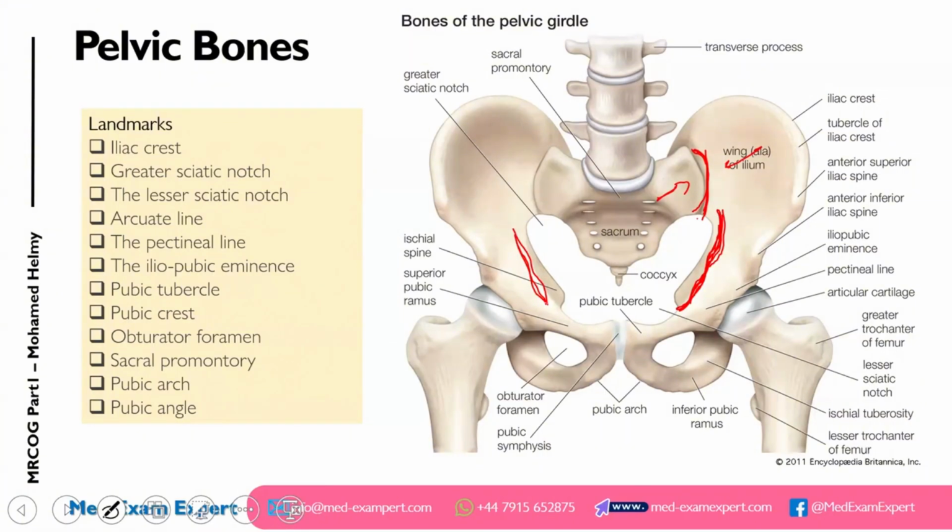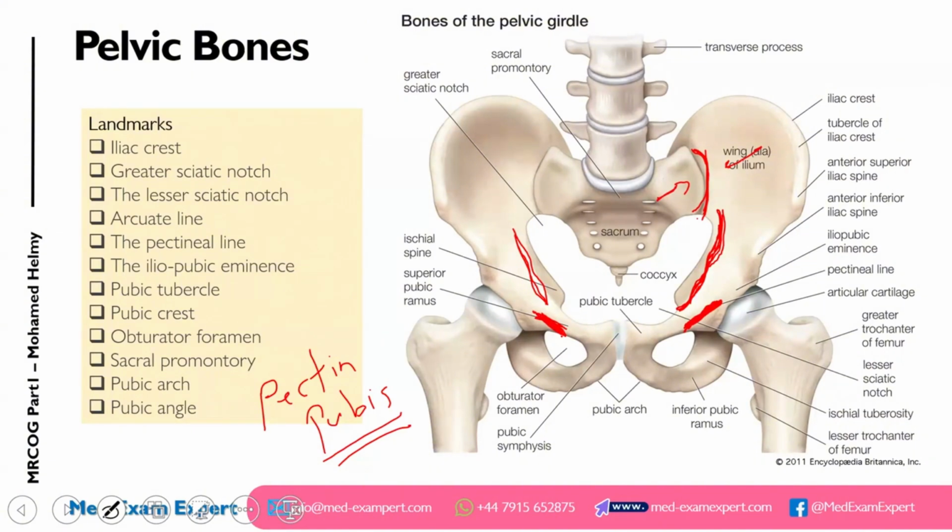Then we have the pectineal line. This is called the pectineal line. This is a line on the superior border of the pubic bone. We call it the pectineal line or pecten pubis. It has another name, called pecten pubis. Also here, it's also called the pecten pubis or the pectineal line.